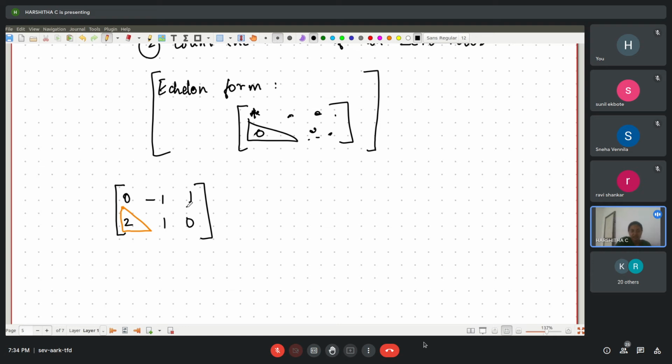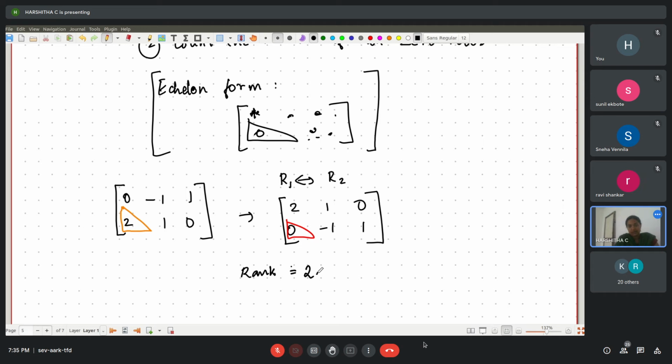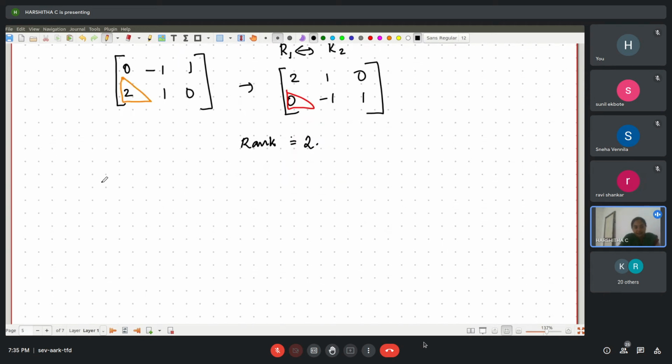Here the first option is to switch row 1 and row 2. You interchange row 1 and row 2. What do we get? 2, 1, 0 and 0, -1, 1. So we got the lower block 0. Now you just count the number of non-zero rows. We have two non-zero rows, right? So the rank of this matrix is 2. So maybe we'll look at one more example.